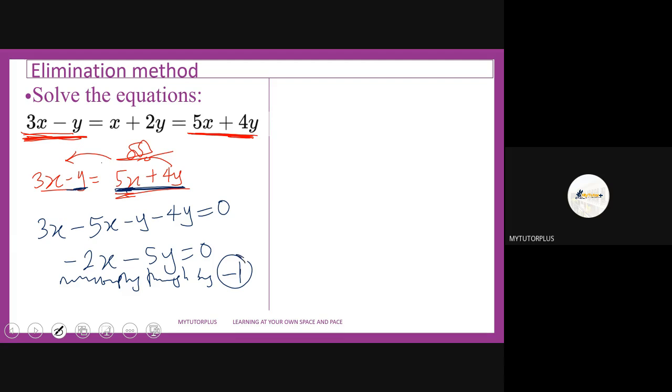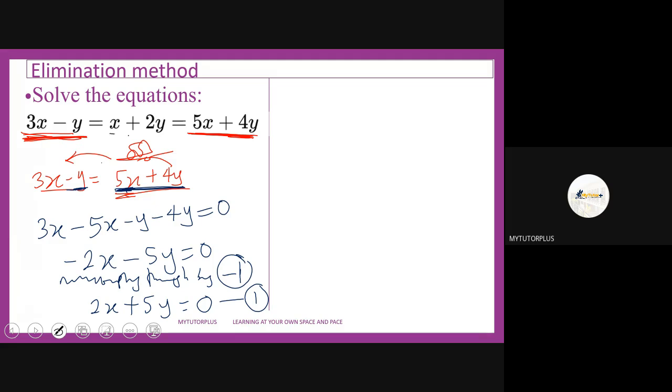If I multiply through by minus 1, minus 1 times minus 2x will give me just 2x, right? Yes. Then minus 1 times minus 5y, that will give me plus 5y. Then minus 1 times 0 will give me 0. This is going to be our equation 1 now. Is that clear enough, please? Yes. And let's move on to the next one.